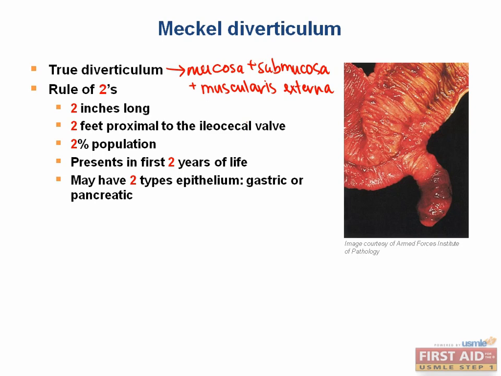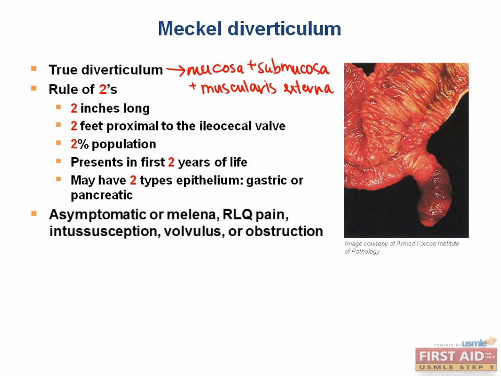If it does contain heterotopic gastric or pancreatic tissue, this tissue can be active and produce its normal products. This is the most common congenital anomaly. It can be asymptomatic, but it can also cause bleeding, intussusception, volvulus, or obstruction. It can be diagnosed with a pertechnetate study, or more commonly referred to as a Meckel scan.